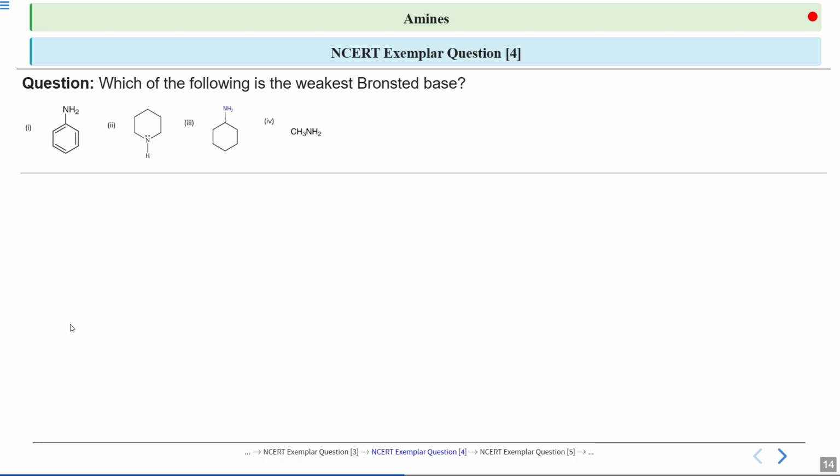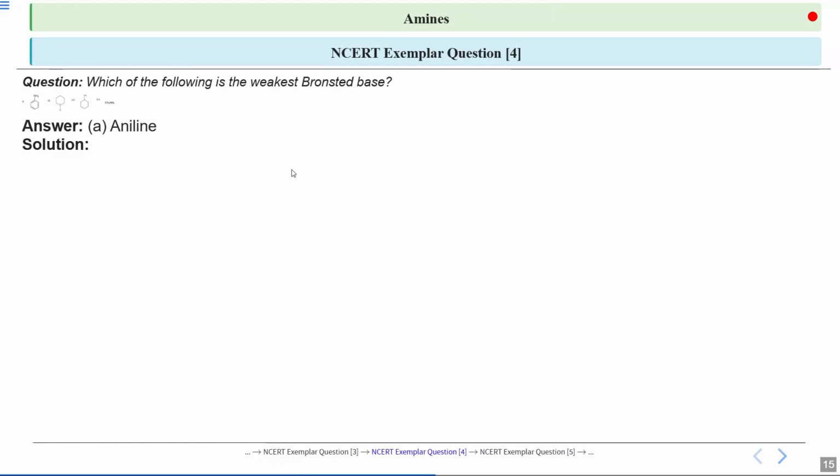Now let us see the next question, which is NCERT Exemplar question 4. You have to tell which of the following is the weakest Bronsted base. So 4 options are given to you and you have to tell which is the weakest Bronsted base. So the correct answer for this question will be option number A, which is aniline.